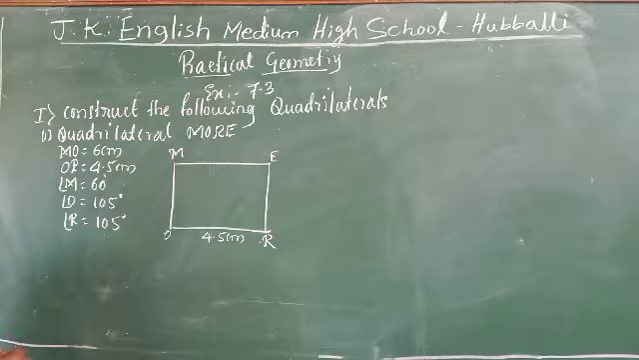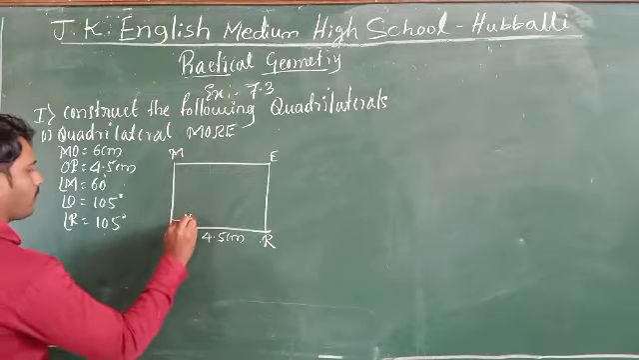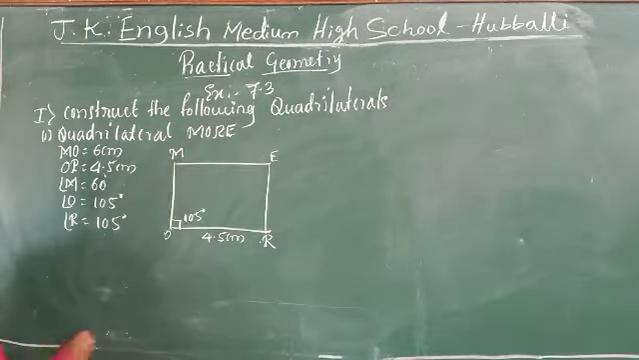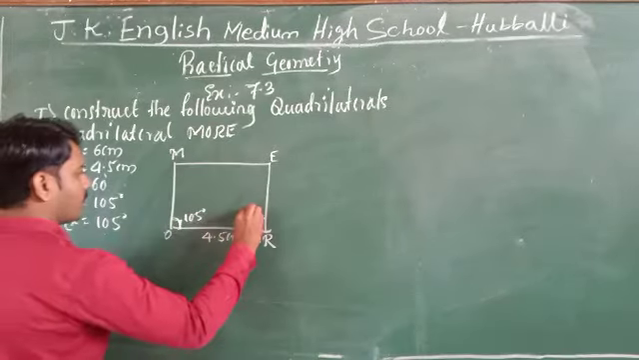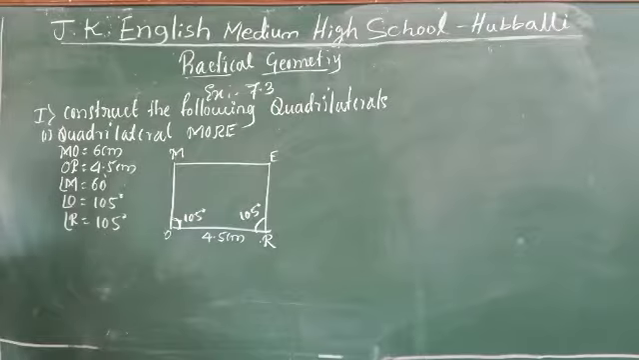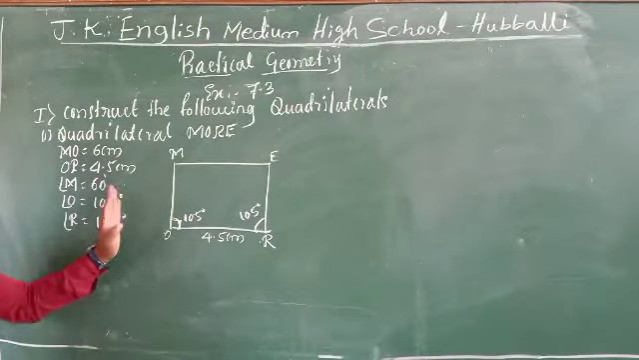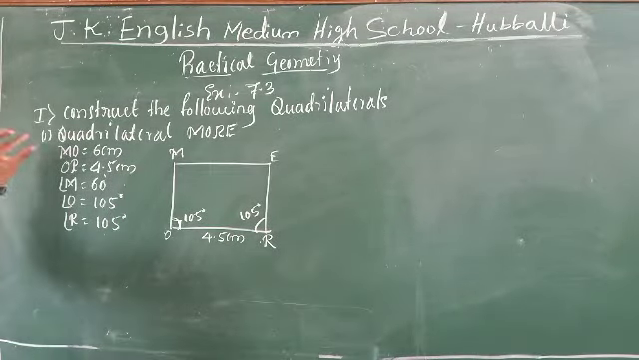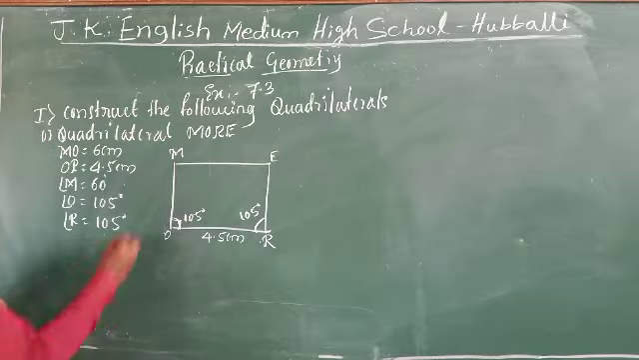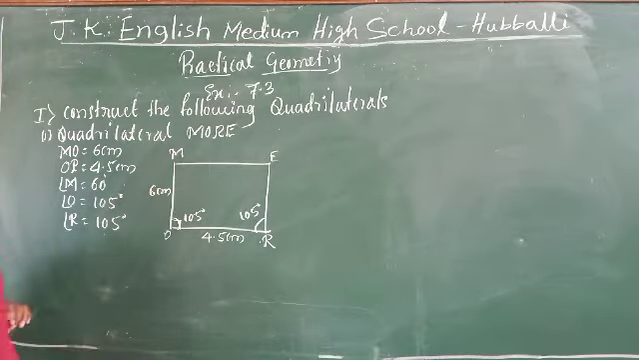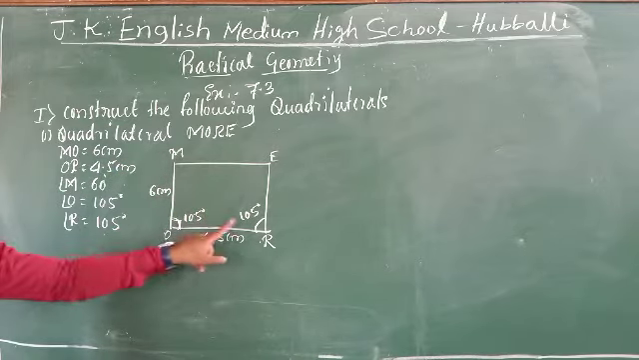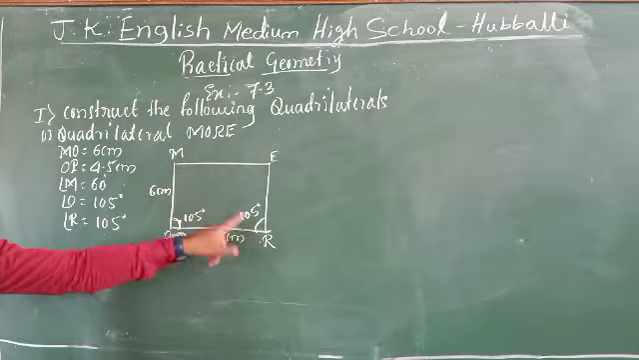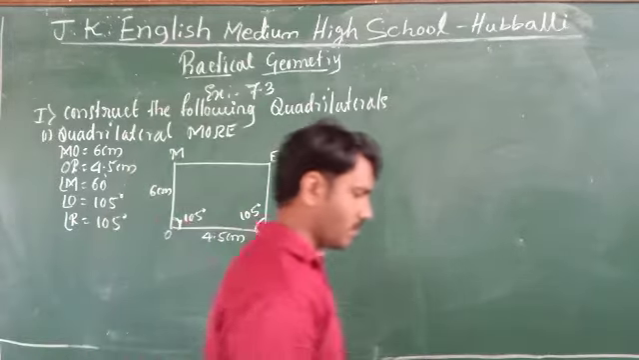Next, OR is finished. Angle O is how much? 105 degree. Angle R is also 105 degree. This is your rough diagram, not an exact diagram. Next, MO is there. What is the MO length? 6 centimeter. Clear, children? MO is equal to RE, angle 105. This is also angle 105. Let us construct with instruments.